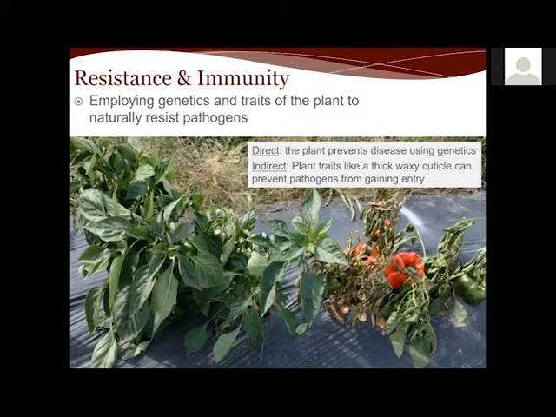So direct and indirect. And that's a little advanced for y'all, but I do like to give you a sampling, if you will. Again, this is your best option with the least effort, and it's the most cost effective. The drawback is we don't have a resistant variety of every crop that we grow for every pathogen that's out there. But this is a significant area of research and effort with crop breeders. So, new ones are out every year.